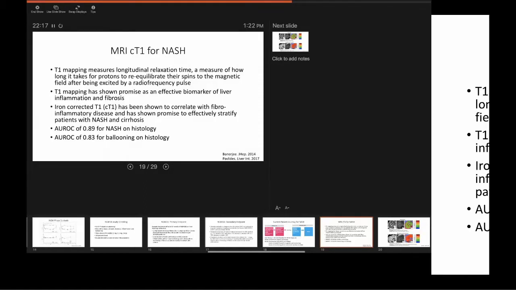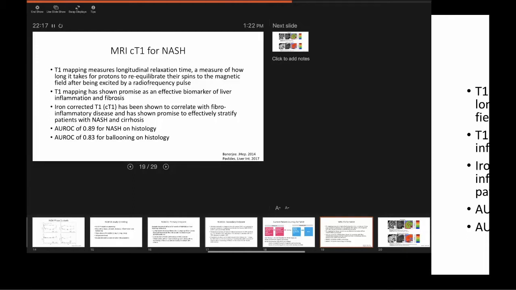So this is corrected T1 is what you'll see, MRI corrected T1 for NASH. And this is T1 mapping, really that measures longitudinal relaxation time in these patients. And it's hopefully this biomarker will help us understand the inflammation and fibrosis that's occurring. It looks like it's pretty good, with the initial data, but the initial data was on very few patients. The first paper was 30 patients. The second paper was only 70 patients. And we're using it in conjunction.